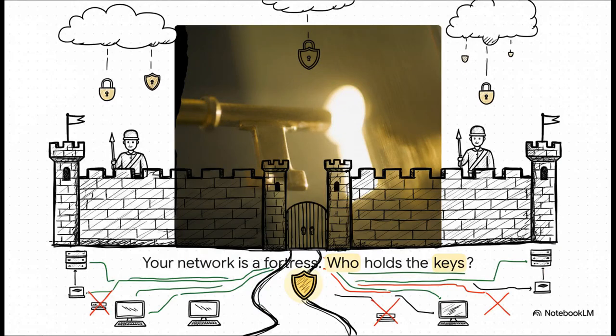Think about it. Any good fortress needs impenetrable walls, right? It needs guards who are always watching. And it needs a very, very clear set of rules for who gets in and who stays out. Well, your network is no different. So the big question is, are you really ready to defend it?